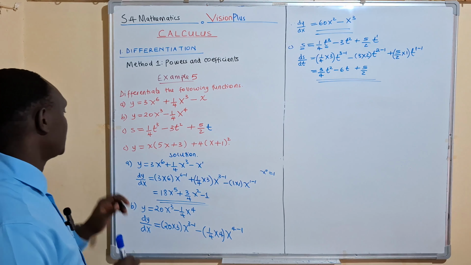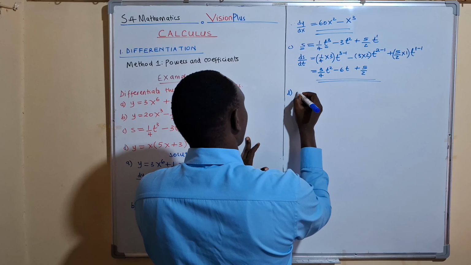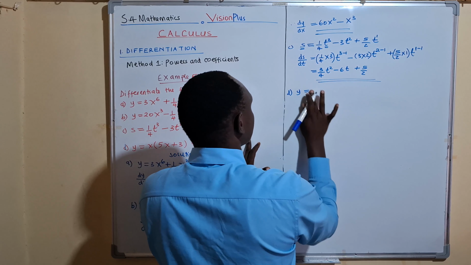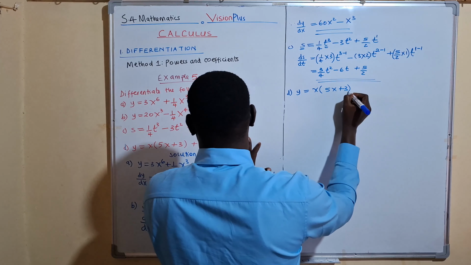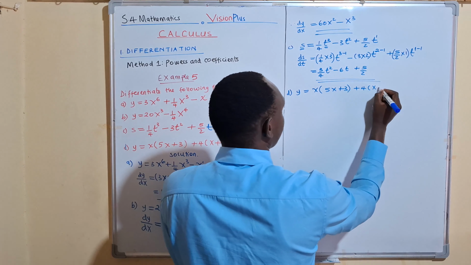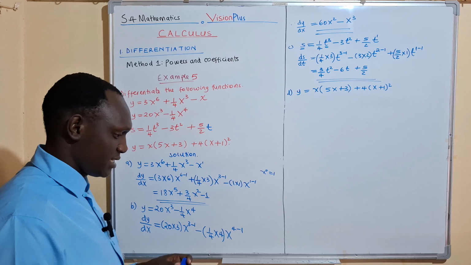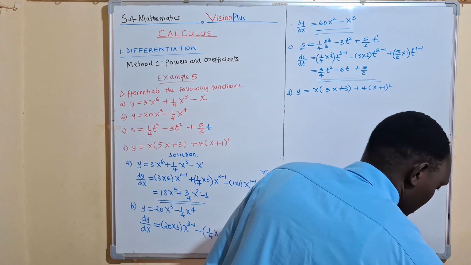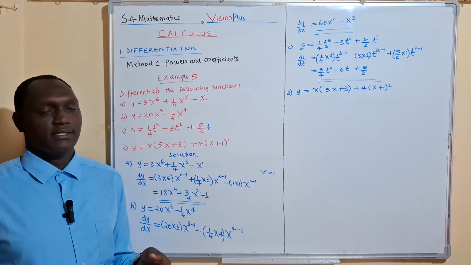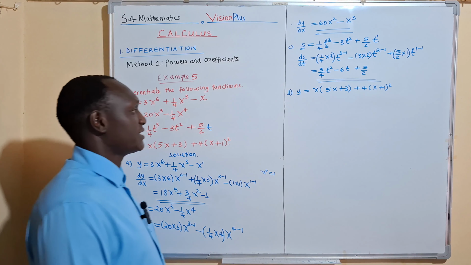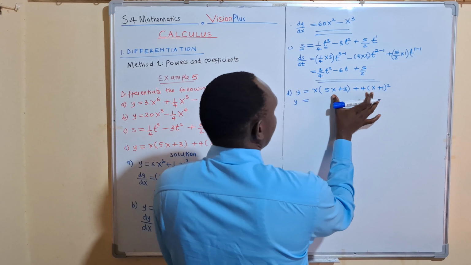Now, part D. Part D, we are given y equals x into 5x plus 3, and then plus 4 into x plus 1 squared. And we need to differentiate that given function. Now, what we can do here, the first step is to open the brackets and expand. So let us first expand. So this is still y. We're just expanding the function of y.